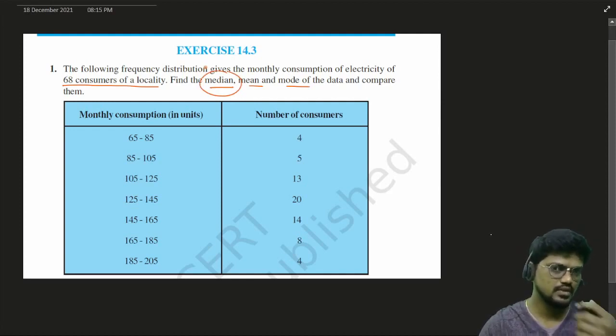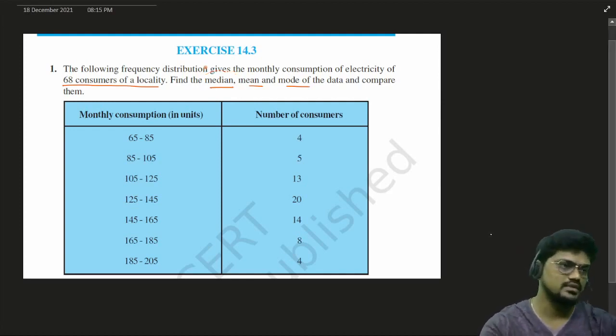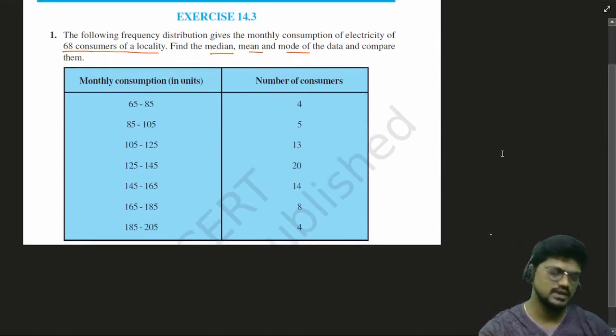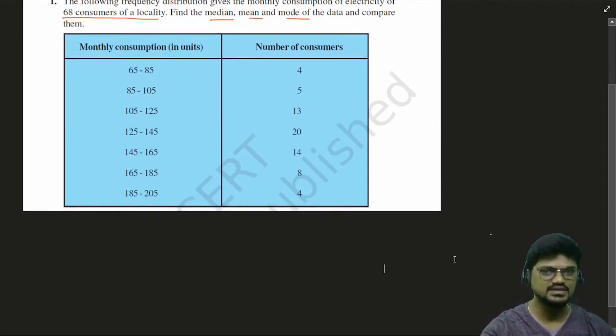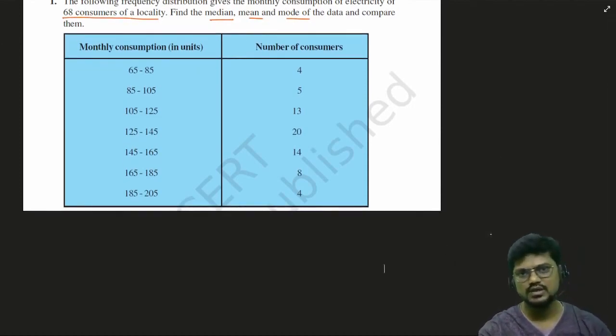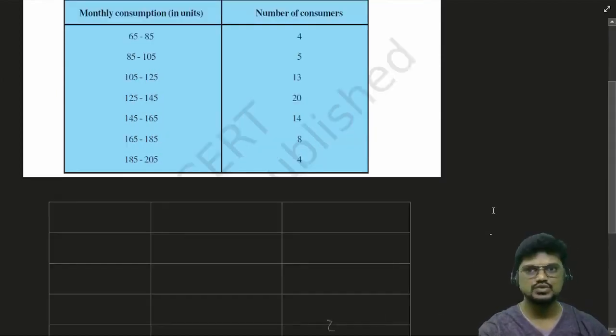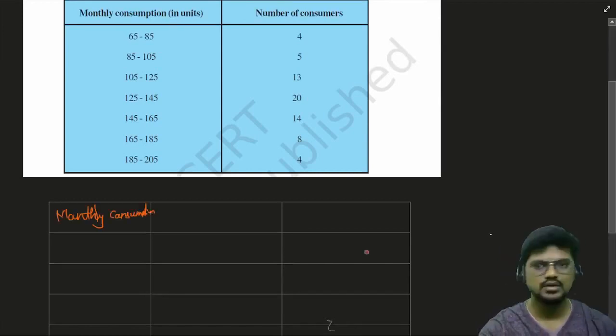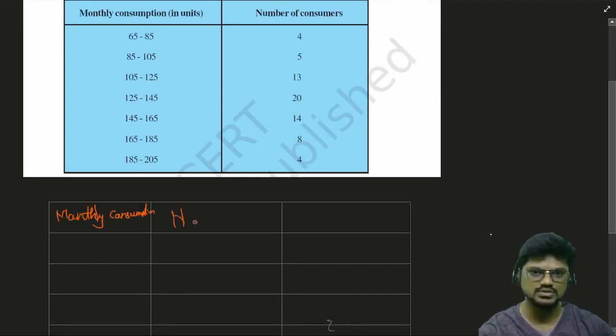Fine. Now, to find the median, what do we have to do? First, we have to convert the given table into a cumulative frequency table. Now, why is that? I will explain that also, but wait, let me make a table, then I'll explain. The readings they have given are the monthly consumption, and they have given the number of consumers.